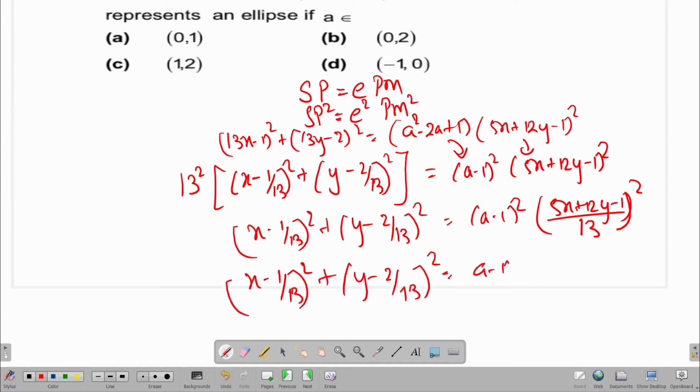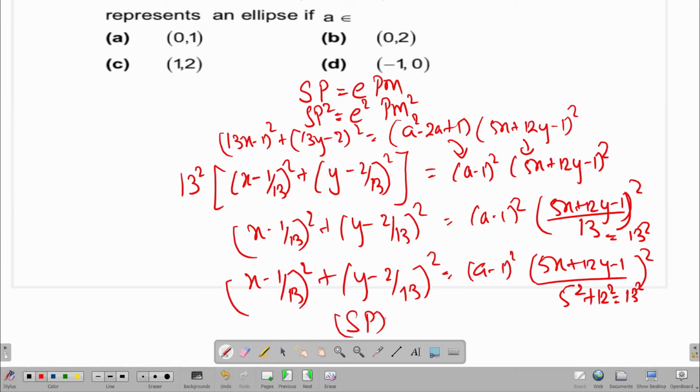And you can write this 13 square as 5 square plus 12 square, because this is 13 square. Now what I get from here, this part comes out to be SP square. You can check. So this comes out to be E square, and this part comes out to be PM square. How? We can check this.